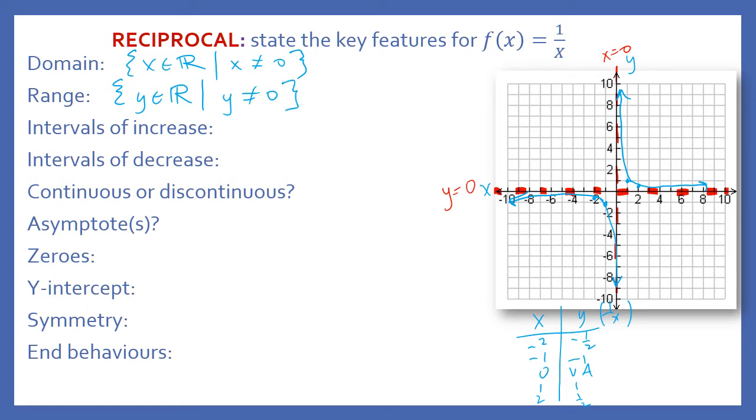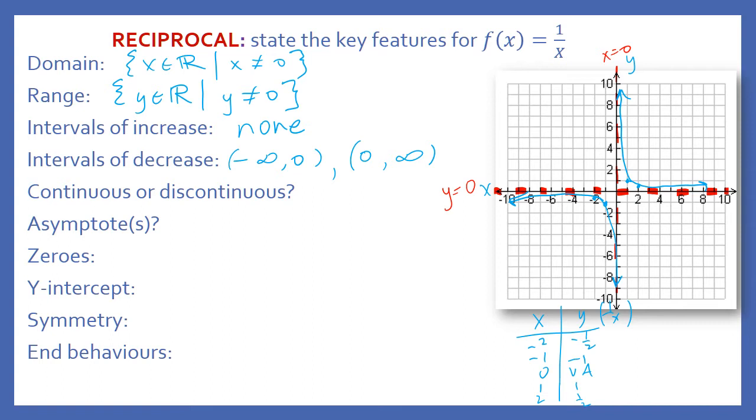Intervals of increase. So as I go left to right, you put your finger on it or your pencil, you are actually never increasing. I'm decreasing on the left side, and then if I switch over to the right side, I'm also still just decreasing. So intervals of increase, none. Intervals of decrease from negative infinity to 0, but does not include 0. And then it's also decreasing from 0 to infinity, and again does not include 0 because my graph doesn't exist at 0.